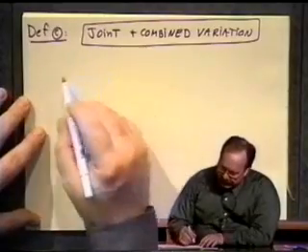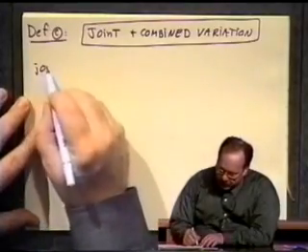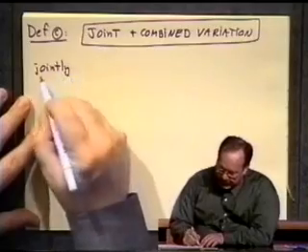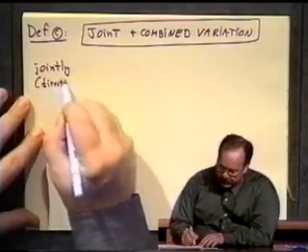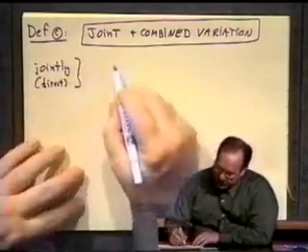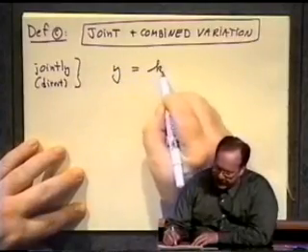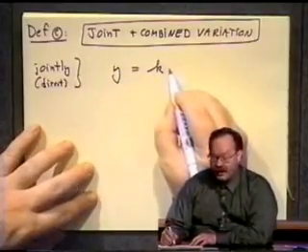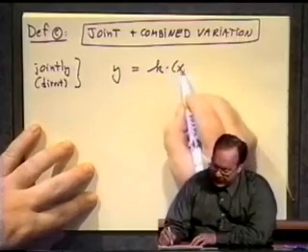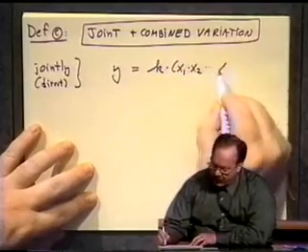There are 3 of these, and the first one I will call jointly. And this is direct version of jointly. This is where y is equal to k, but instead of just being times a single x, it might be times x1 and x2 all the way up to xn.